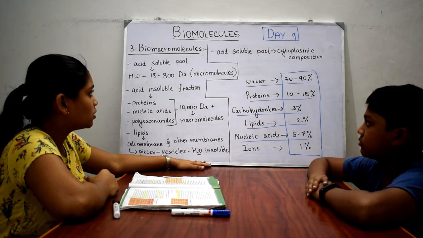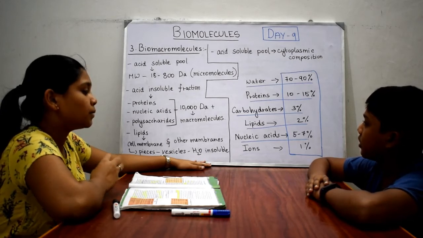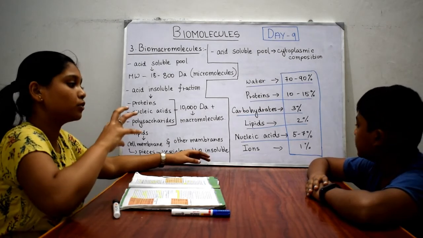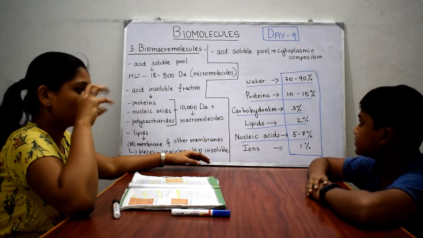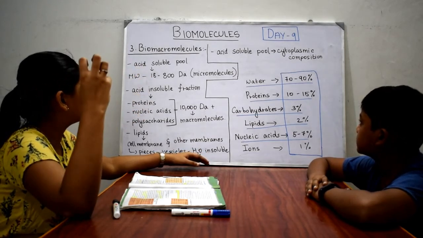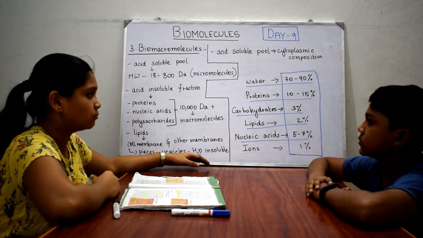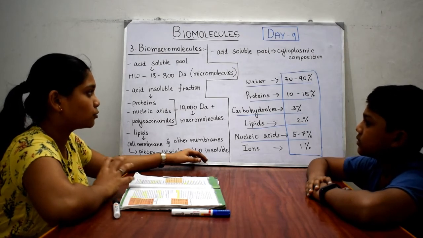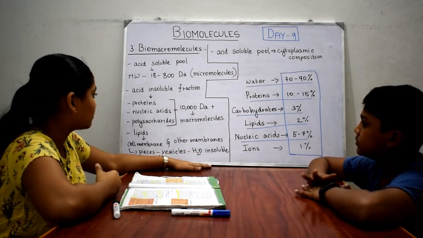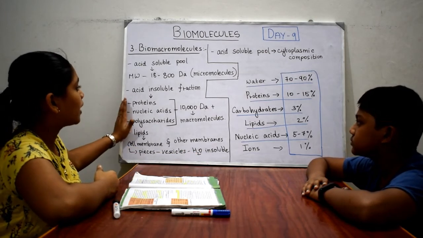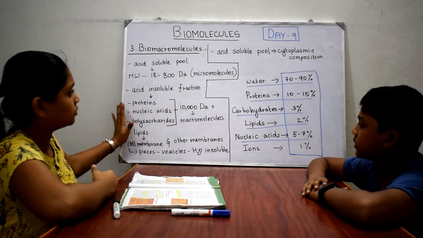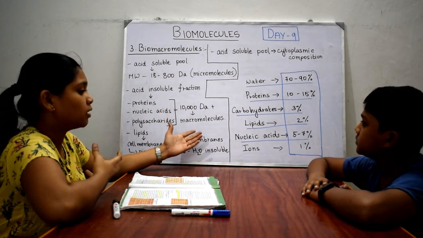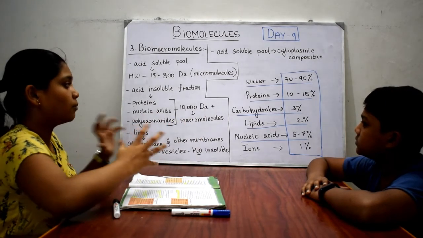So it settles down. What is present in the acid soluble pool is the cytoplasmic composition, whatever is present on the inside of the cell, the cytoplasm and so on. These four, the biomacromolecules, come under the acid insoluble fraction. Now we are going to see how much of each is present, generally about the molecules.